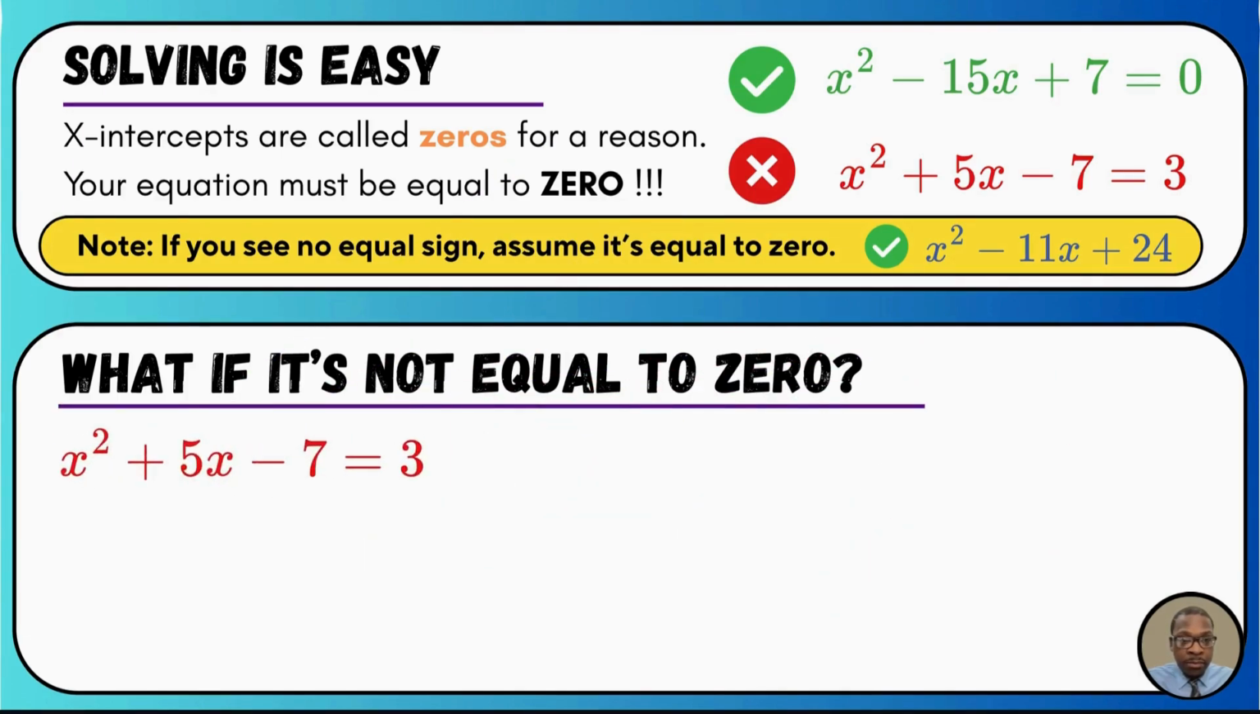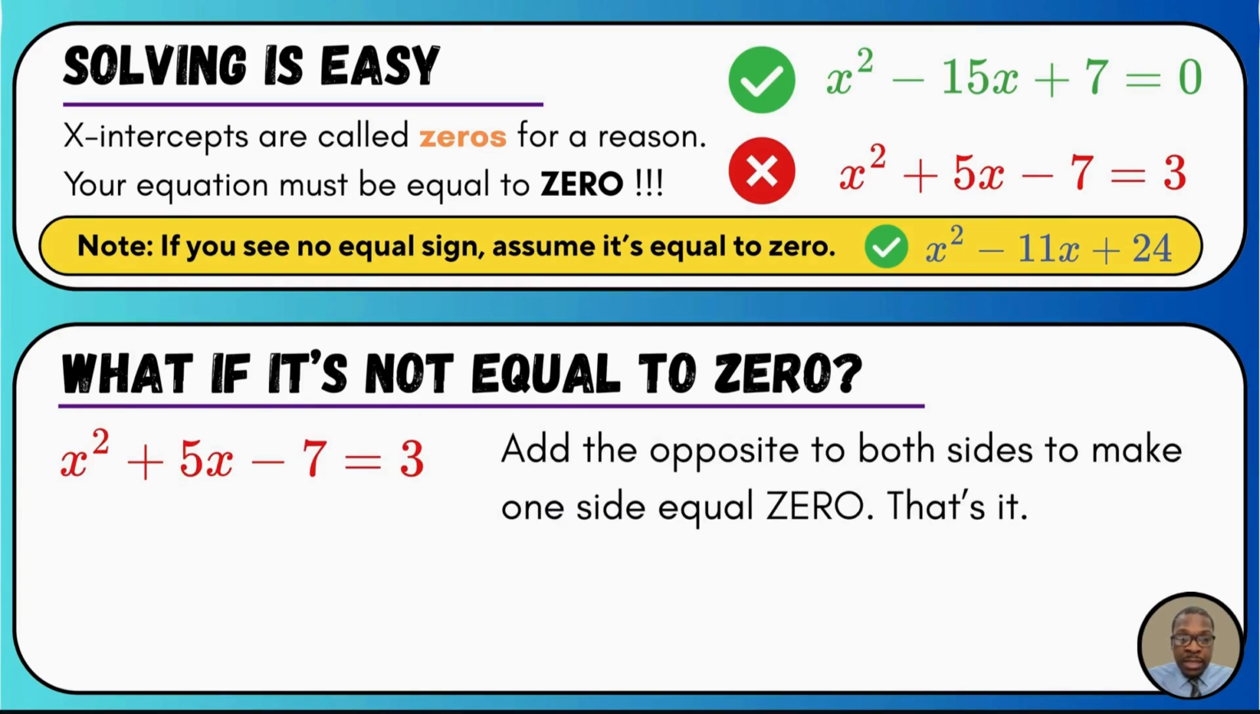So let's look at our problem from earlier. X squared plus 5x minus 7 equals 3. All we need to do is add the opposite to both sides of the equation to make one side 0. It doesn't matter which side is 0 as long as one of the sides is 0, whichever one you like best.